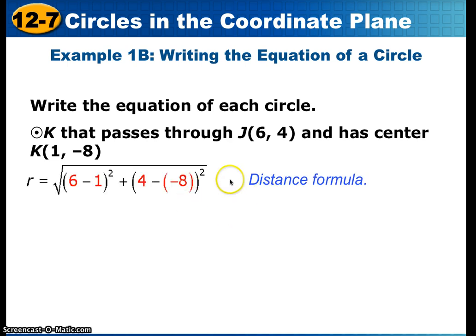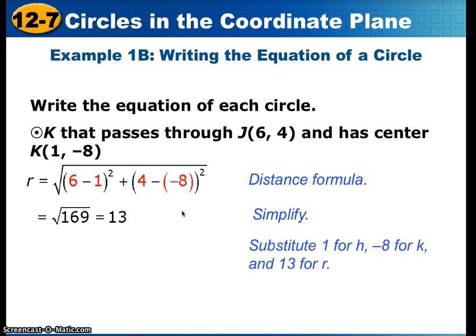So we know our distance formula. We're going to go ahead and plug in. Here we've got our X1, Y1, and here's X2, Y2. So go ahead and plug in. We have 6 minus 1, 4 minus negative 8. We simplify that, and we get the square root of 169, which is 13. So our radius is 13. Now that we know our radius, we can do this just like we did the previous example, by taking our equation for a circle and plugging in.